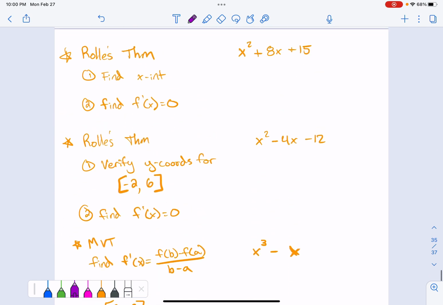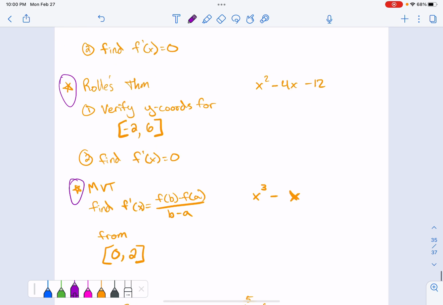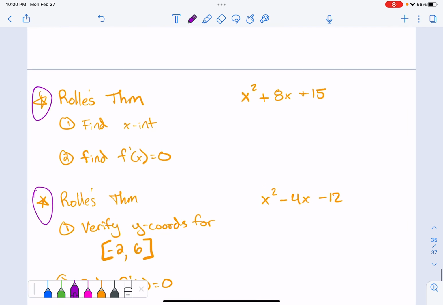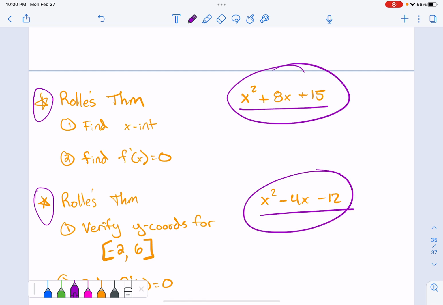I gave you a couple of Rolle's theorem problems to look at, and then I have a mean value theorem. For Rolle's theorem, first and foremost, you want to make sure that you can use it on these two things. So there are no vertical asymptotes, no holes, no piecewise functions, no sharp corners. I don't think either of these functions will have any of those.